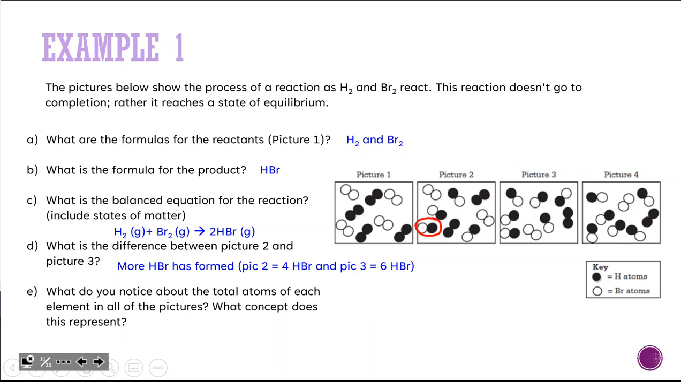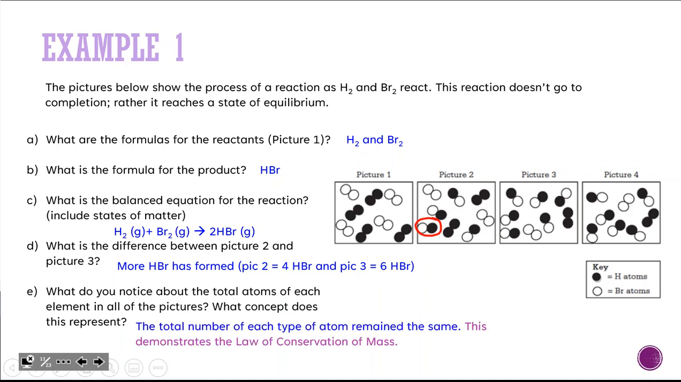Now, if you look at any of the particular pictures, doesn't matter which one. Yes, this is an equilibrium system, and we'll go into detail what equilibrium is later. But if you're looking just at each picture, what do you notice about the total atoms of each element? Law of conservation. If you counted them, they're going to be the same. So we are conserving. Yes, following the law of conservation of mass. And that would be what you would see here represented by this set of diagrams.